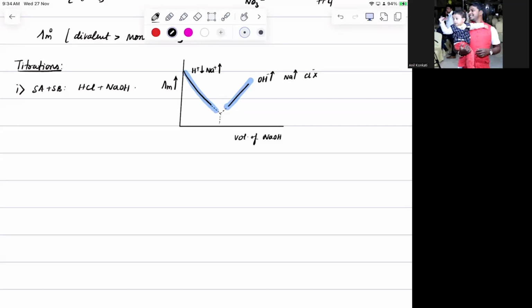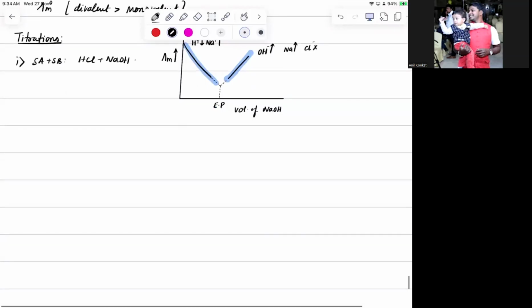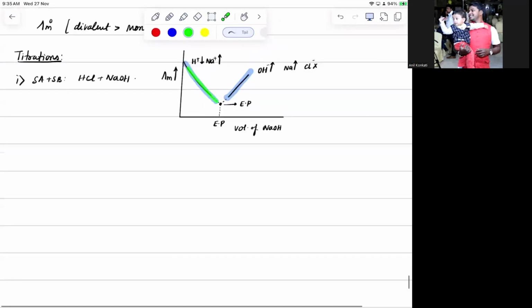This point is the end point or equivalence point. Before that, it will be decreasing; after that, it will be increasing. Here, the decrement is because H plus is being lost and it is replaced by Na plus. Here, the number of ions is increasing. Na plus is also increasing and OH minus is also increasing, by which you will have more conductivity.